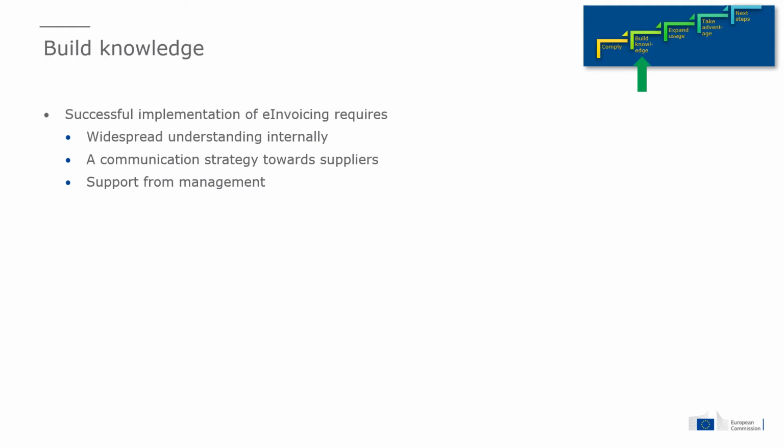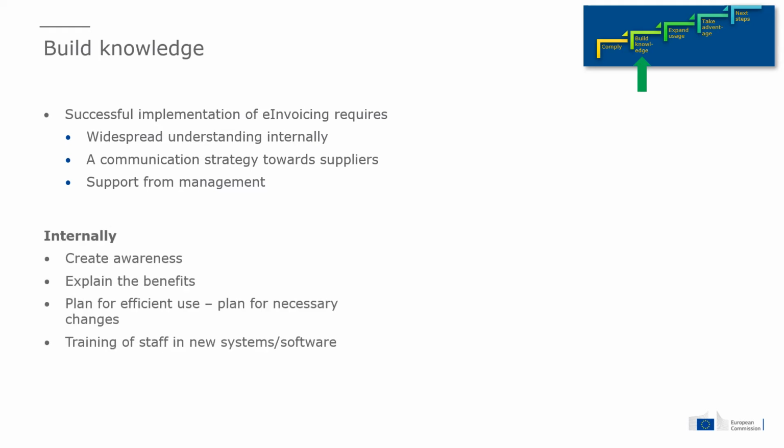So with the technical aspects in place, the next step would be to start working internally to get a widespread understanding of what e-invoicing is. It's important to have support from management. This is not a technical thing. It's very much a change process related to the users and the way the buyer and the seller do business. So internally, create awareness, explain the benefits, and plan for an efficient use. It's important to think about what the necessary changes are, and to provide trainings and get these solutions widely implemented.